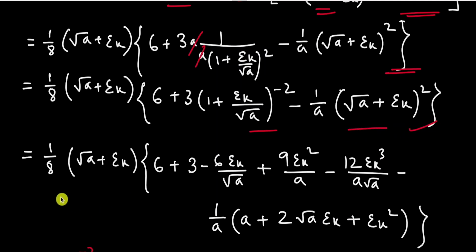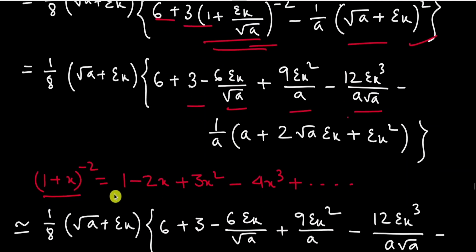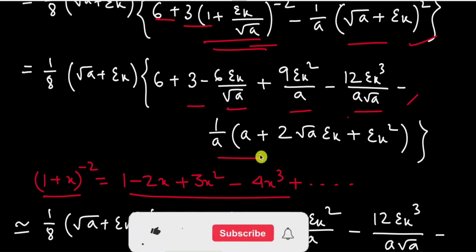So this is equal to 1 by 8 (root a plus epsilon k) into (6 plus 3 minus 6 epsilon k by root a plus 9 epsilon k square by a minus 12 epsilon k cube by a root a, that is a to the power 3 by 2). We take this expansion by using the series (1 plus x) to the power minus 2 equal to this. We take up to the third power term, and the remaining terms we do not take. This is equal to 1 by a into (a plus 2 root a epsilon k), and this is the square, simply the square is given.